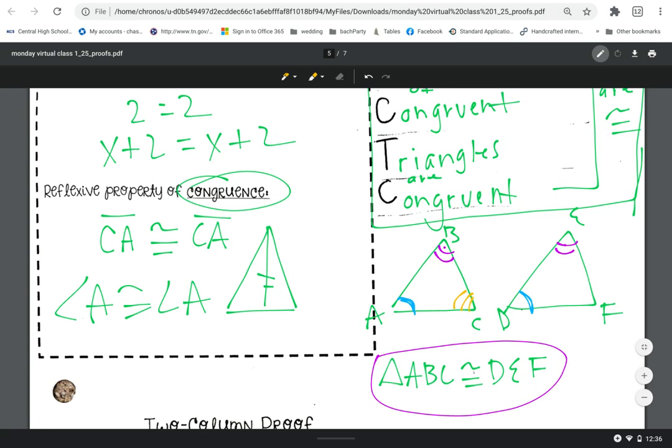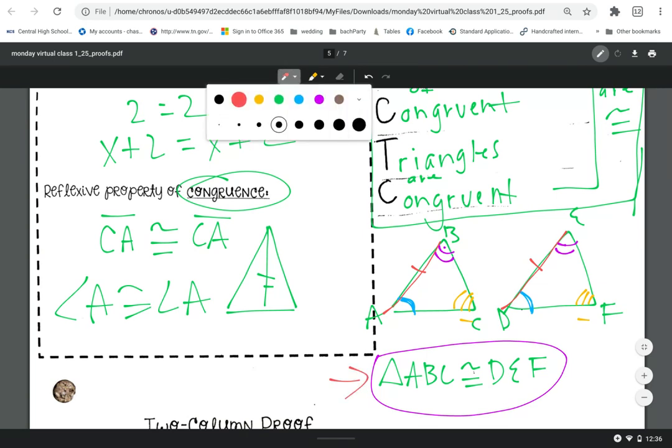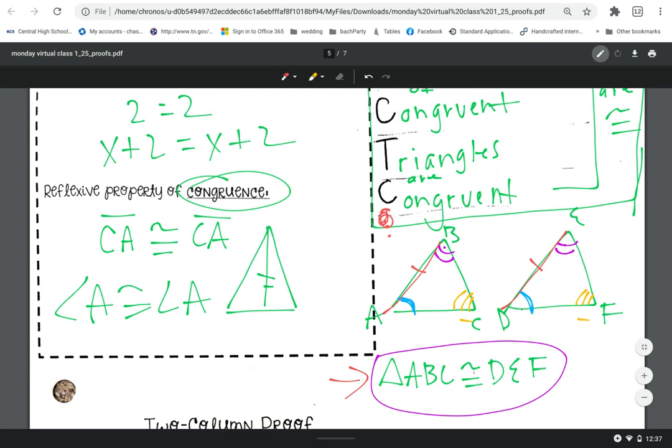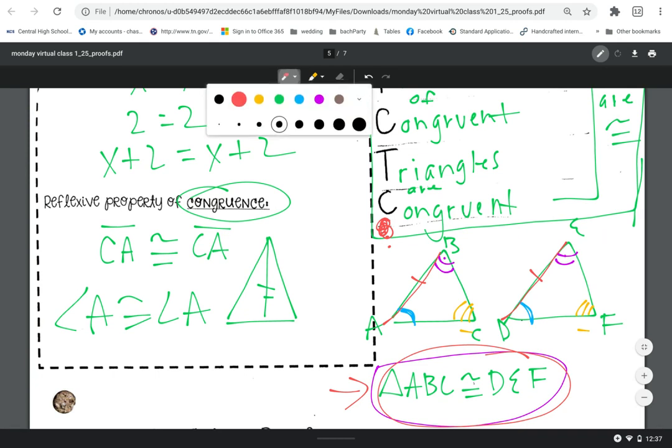So angle C would be congruent to angle F because they are in the same spot in both triangles. The same can be said for the sides. If you have congruent triangles, their corresponding parts are congruent. So AB would correspond to DE, and therefore they are congruent because I know that these two triangles are congruent. Once again, you cannot use CPCTC until you know that these triangles are congruent.